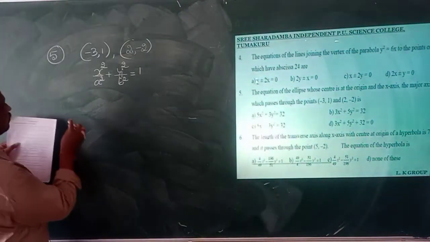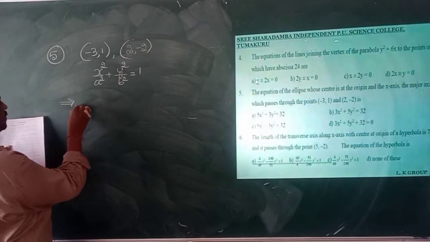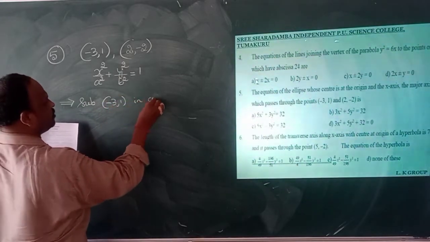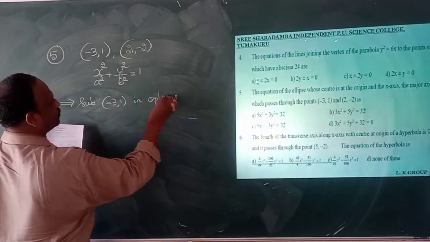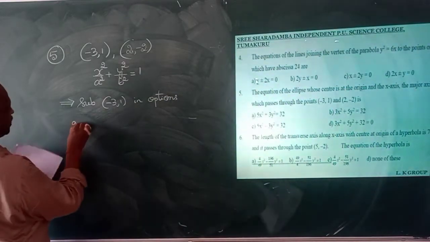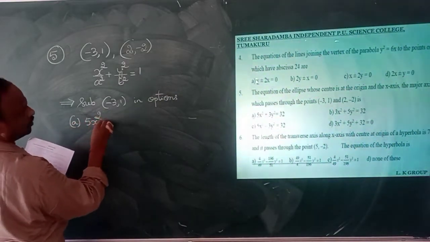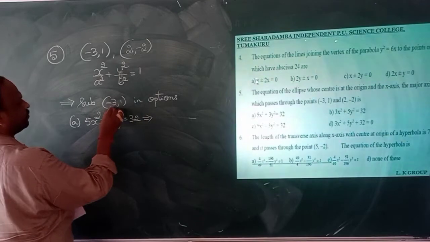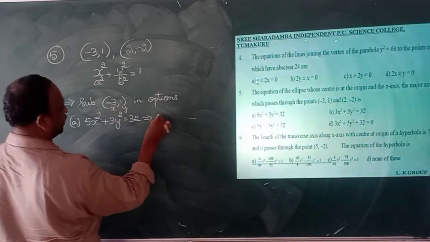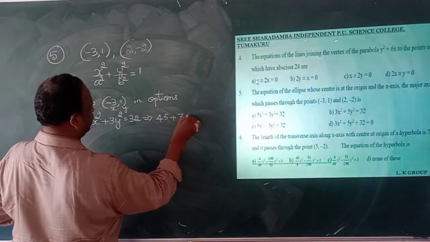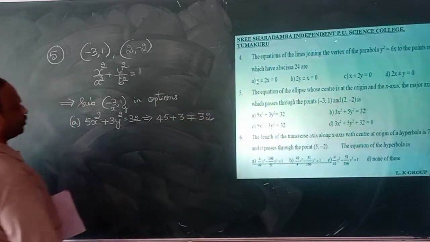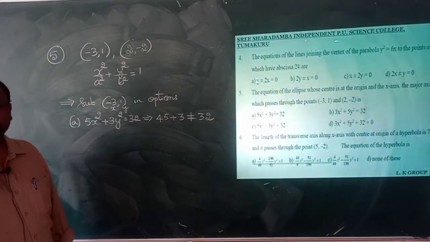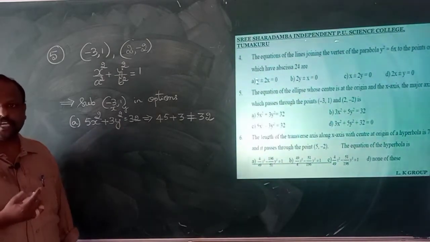Instead of that, whenever they give passing through, you can substitute (-3, 1) in the options. Substitute in the option. What is the first option? 5x square plus 3y square is equal to 32. Substitute in this: 45 plus 3 cannot be equal to 32. You can observe, substitute x is equal to -3 and y is equal to 1. If it satisfies, then option A is the answer.